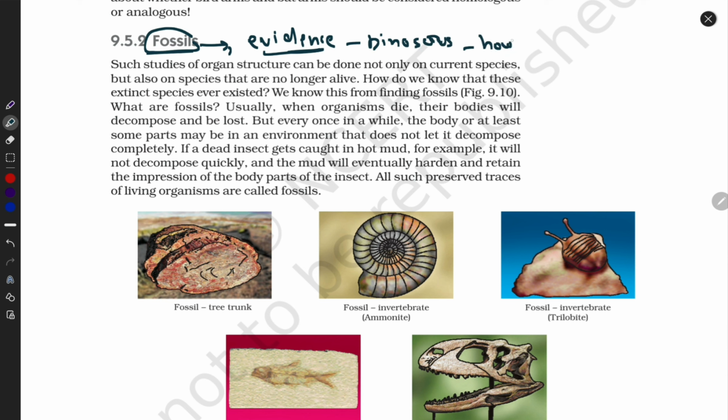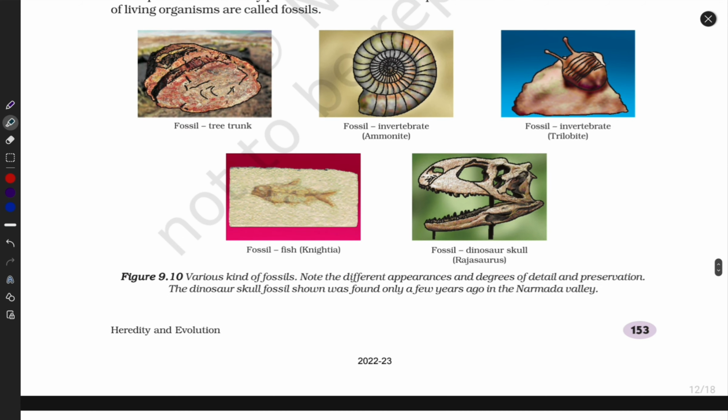How do we know that dinosaurs were present? Because we found their fossils. Sometimes we found complete fossils. Sometimes we found their bones and teeth. Sometimes we found their fecal materials. I'll teach you, explaining one by one.